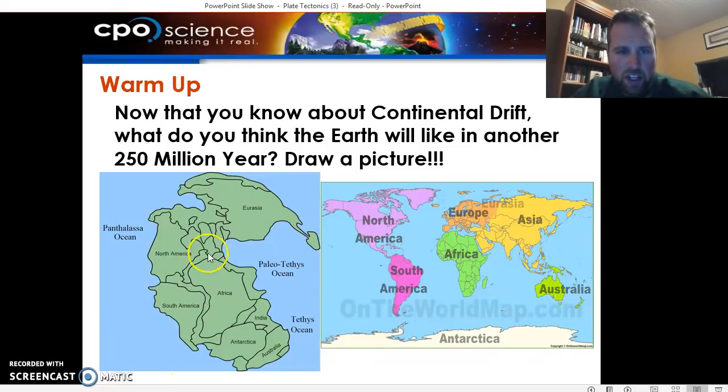So, if you think back to what we did last class, here's Pangea. You can see that all the continents are all as one. And today, this is what they look like. They are spread out. You can see South Africa and North America have gone this way. Europe, Asia, and Africa have gone this way. So the question asks, what do you think it will look like in another 250 million years? So pause the video now and complete your warm-up.